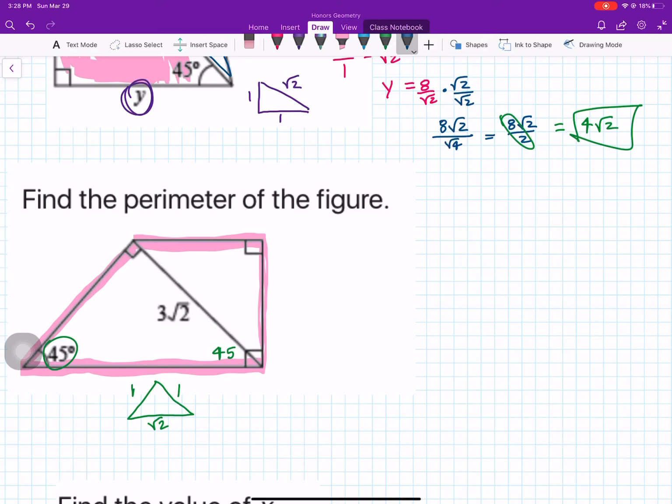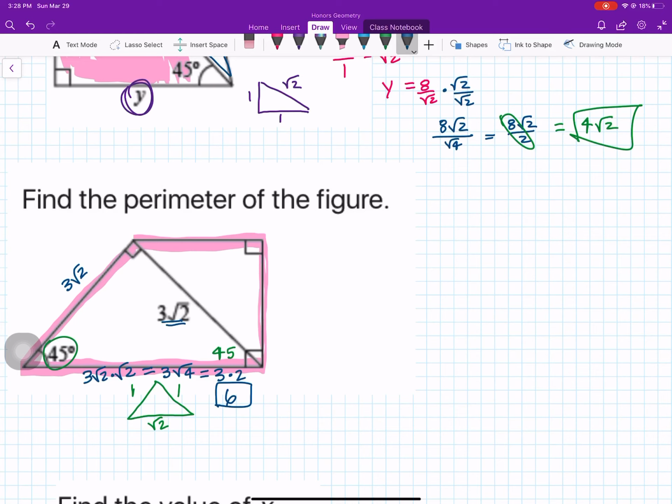So, again, this is a leg. So, if that's 3 root 2, then this is also going to be 3 root 2. Now, this is kind of a simpler one because I know a leg. If I know a leg, that means that the hypotenuse has to be 3 root 2 times root 2. Or I could just use the Pythagorean theorem. But that's 3 root 4, which equals 3 times 2, which is 6 for this side.